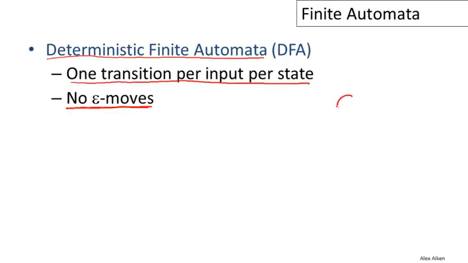And second, they only have one transition per input per state. What do I mean by that? That means that if I look at any state in a deterministic automaton, they can never have something like this, where they have two possible moves for the same input. All the outgoing edges in a deterministic automaton must have different input labels.